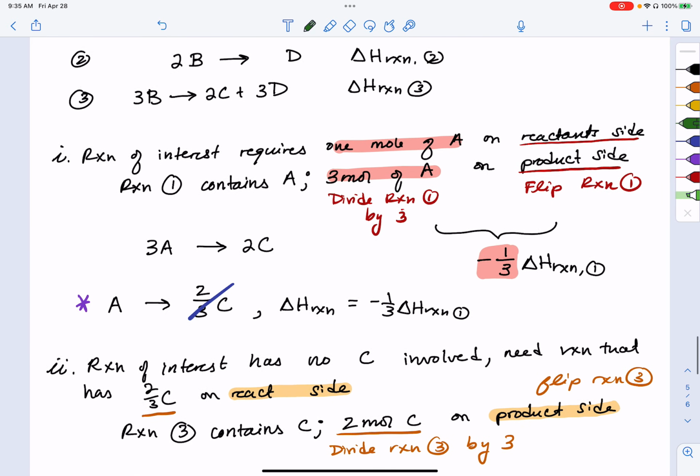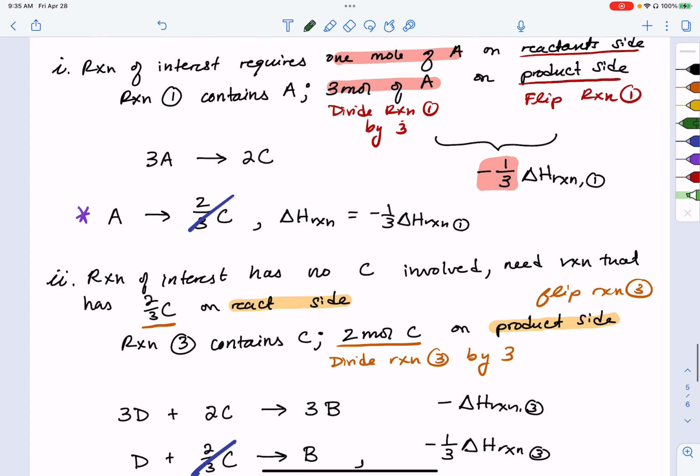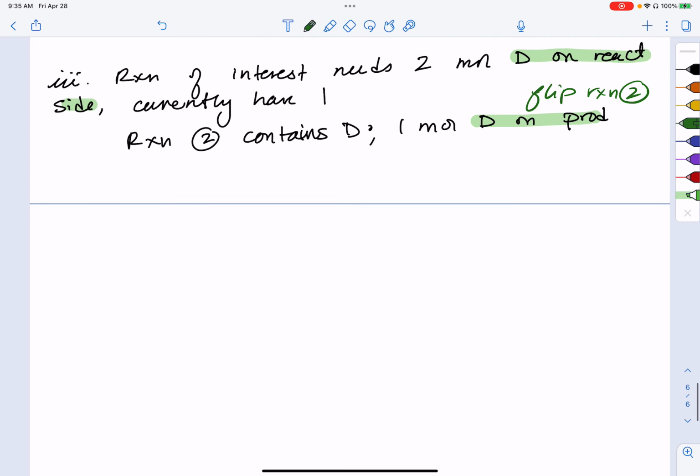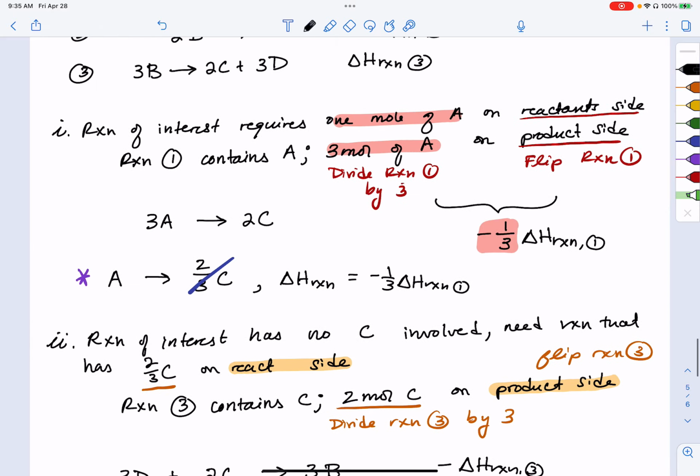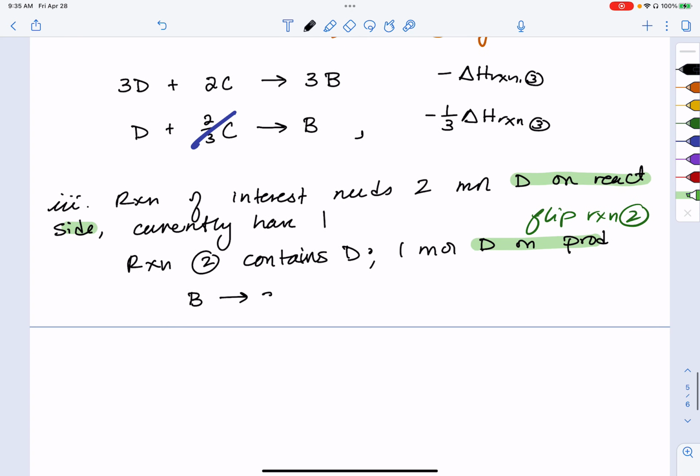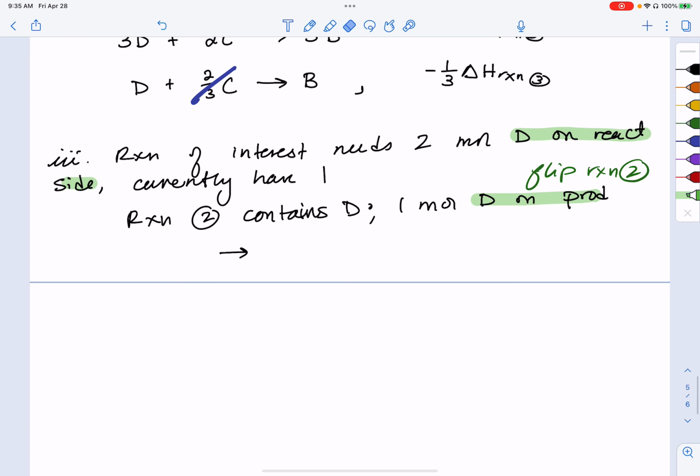So let's see what happens when we do that. So reaction 2 was 2B going to D. So that means that this is now going to become D going to 2B. And the heat of reaction for reaction 2 is going to be flipped in sign.